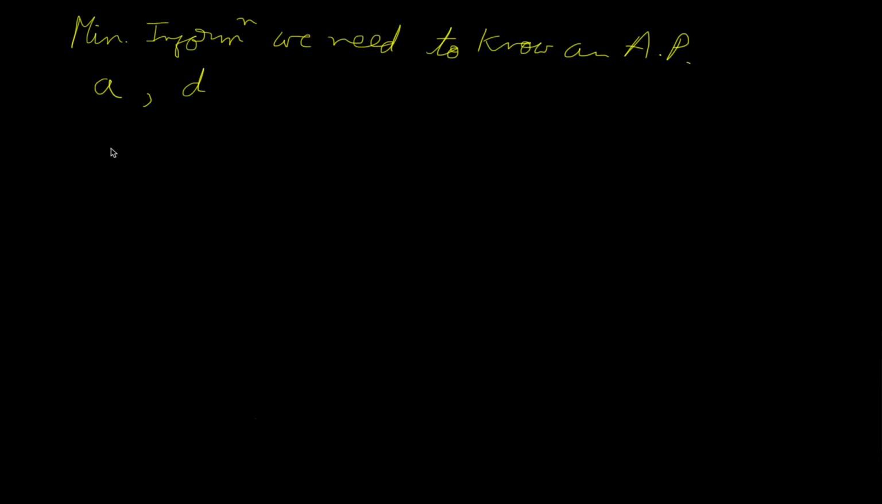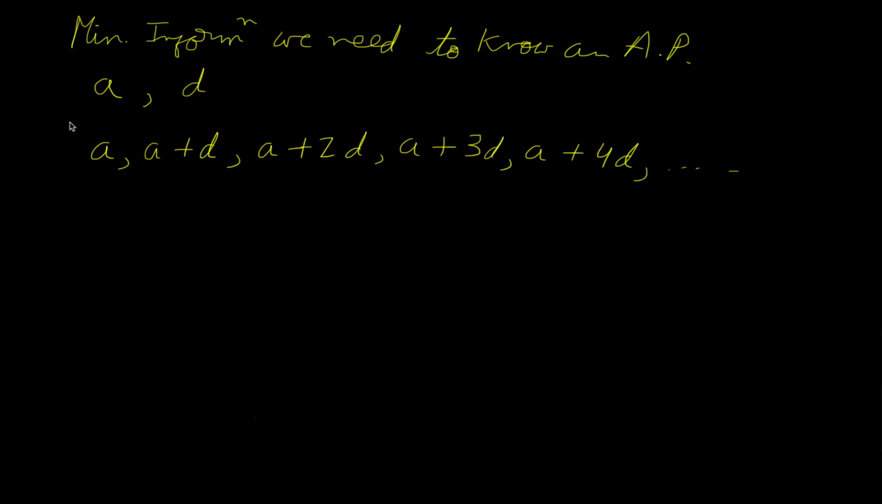Yes, we can. The first term will be A. The second term, we just add the common difference to it, A plus D. The third term, A plus 2D. The fourth term, A plus 3D. The fifth term, A plus 4D, and so on. So this is sufficient information if we know the first term and the common difference.